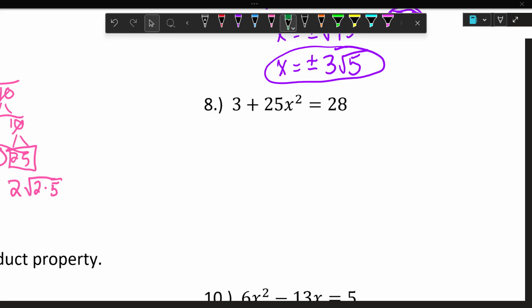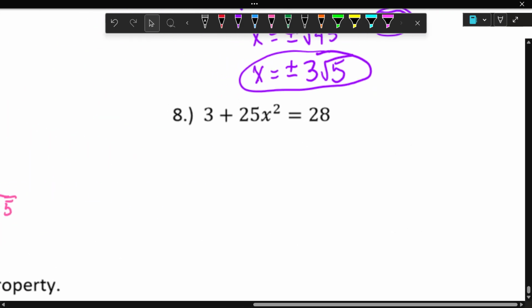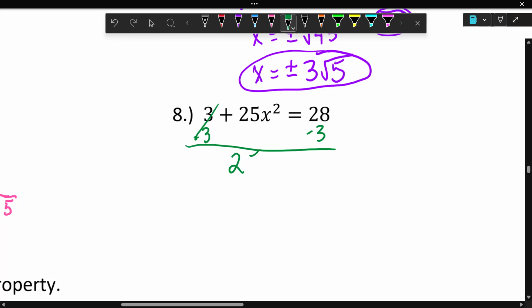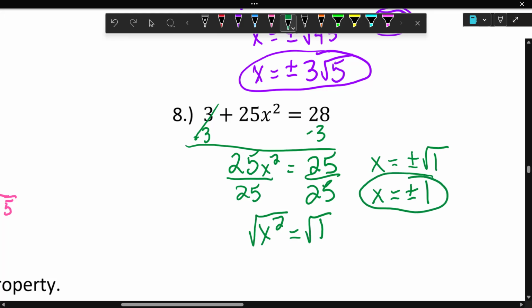Sorry, it looks like we forgot one here. We got number 8 left still. I think that's it. Yep. So we need to subtract 3 from both sides so we can get our x squared term by itself. But we want to get x squared by itself, so we get to divide by 25. We get x squared equals 1. And of course we take the square root. So x equals plus or minus the square root of 1. Can we take the square root of 1? Yeah, it's 1. So our answers are positive and negative 1. So plus or minus 1.